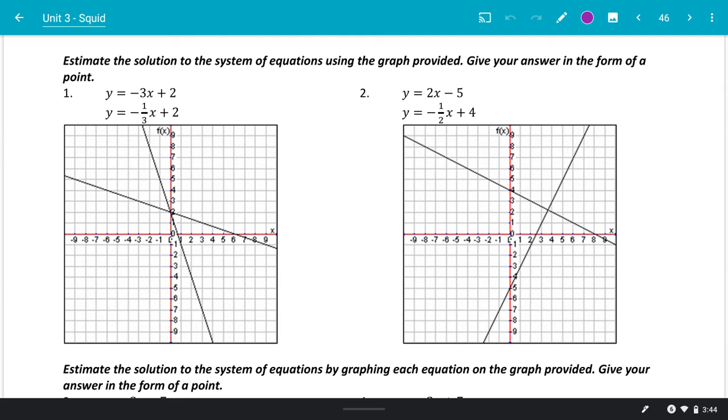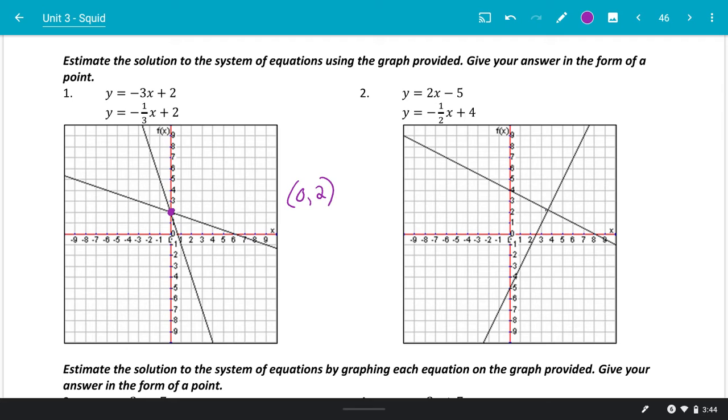Estimate the solution of the system. You've already graphed them. So right there is the solution. And give your answer in the form of a point. That looks like the point (0, 2). That's the estimation. Now, I could plug it in and make sure that it works, but what you'll see is that it works in both of those.